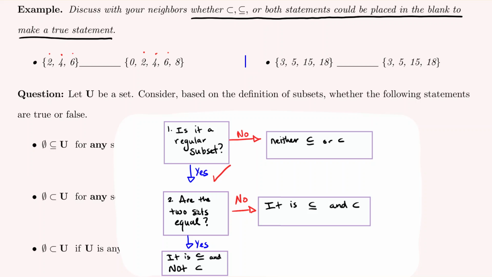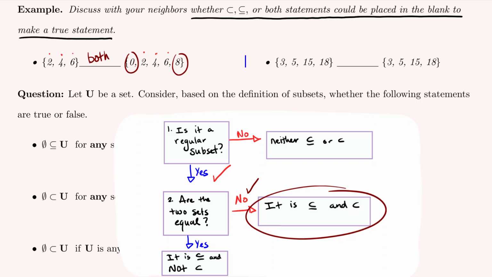Are the two sets equal? At a quick glance, the second set has elements 0 and 8, which are not present in the first set. So these two sets are not equal, which means our conclusion is it's both a subset and a proper subset. Because the whole definition of a proper subset is that it's a subset where the sets are not equal. So here, both statements would make it true. It's true that it's a subset, and it's true that it's a proper subset.